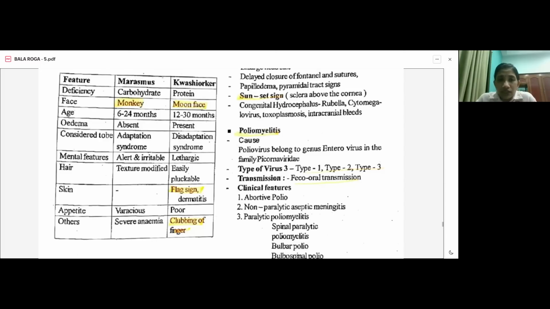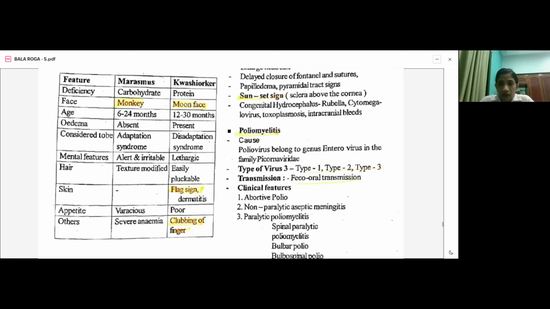And in case of kwashiorkor, protein deficiency is present with a moon face. The baby has a moon face, with an age of 12 to 30 months, and the main symptom is edema. In kwashiorkor, the symptom is edema, and it is a disadaptation syndrome. The baby is lethargic, fatigued, and the hair is easily pluckable. The main sign, that is the flag sign, is present in case of kwashiorkor. The appetite of the baby is very poor, with clubbing of the fingers present.